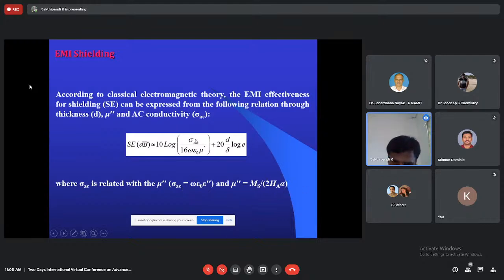So if you increase the dielectric constant, sigma AC will increase, so the shielding property will increase. In another way, if you decrease the saturation magnetization of the magnetic material, mu double dash will decrease. If you decrease mu double dash, the term increases. If you decrease this term, it will increase. So that is the idea.